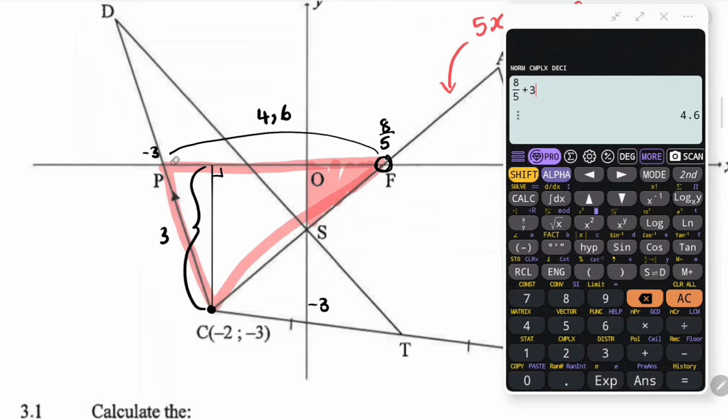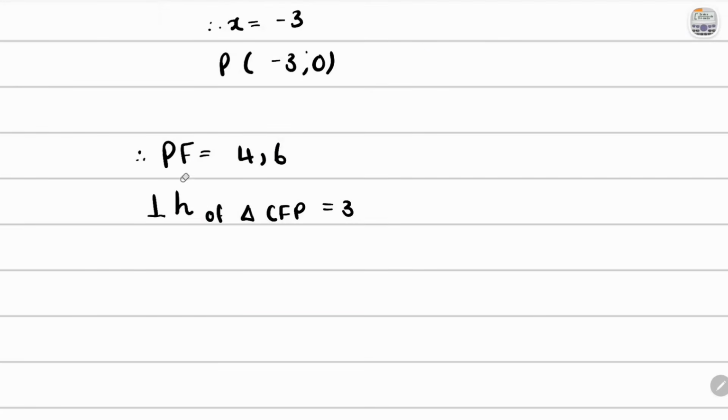Okay, so let's just put down these things. We know that PF is 4.6, and the perpendicular height of this triangle is 3. So PF is 4.6, and the perpendicular height of triangle CFP is 3 units.